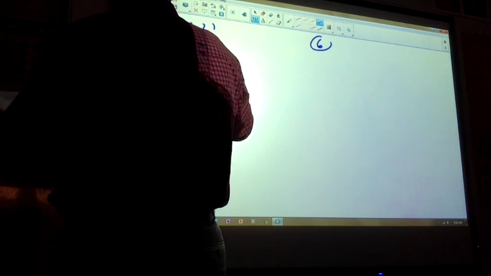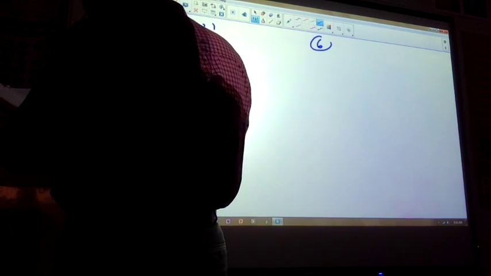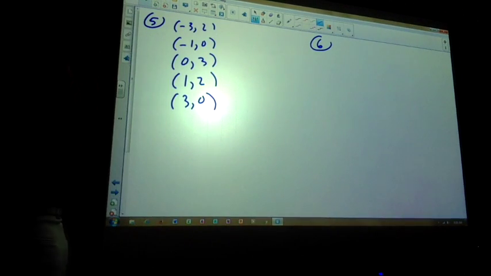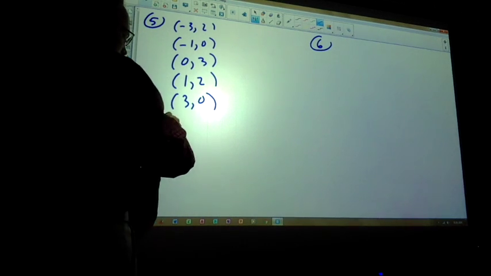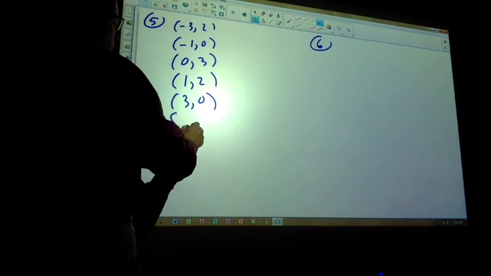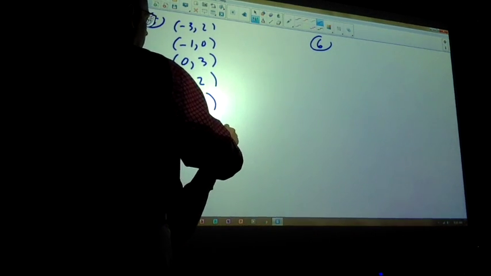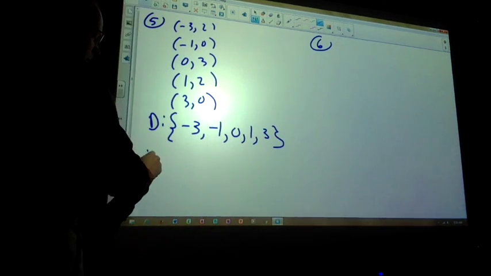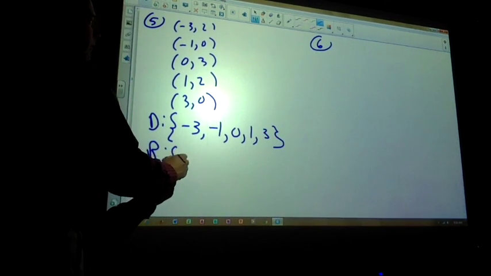1, comma 2. 3. Do I have them all? Is that it? 1, 2, 3, 4, 5. Okay. So they want to find the domain and the range. So the domain. So a lot of people are like, oh, you always have to put them in order. It's not really that important to put them in order, but you could. Here's your domain, your range is this.